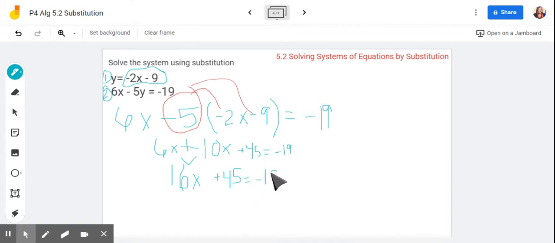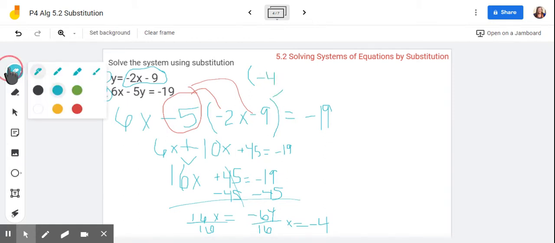Now I want to get all my numbers on one side, so I'm going to move my 45 and do that to both sides of the equation. And then I get 16x. These 45s cancel, and I get negative 64. Now I'm going to divide both sides by 16 to get my x by itself. And negative 64 divided by 16 gives me a negative 4. So my first part of my answer is negative 4.